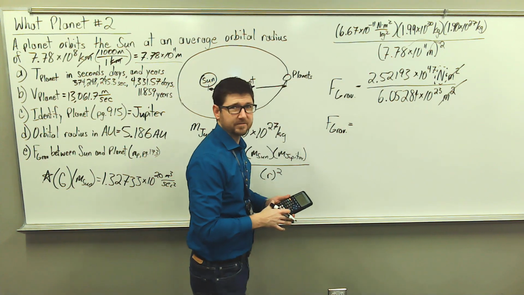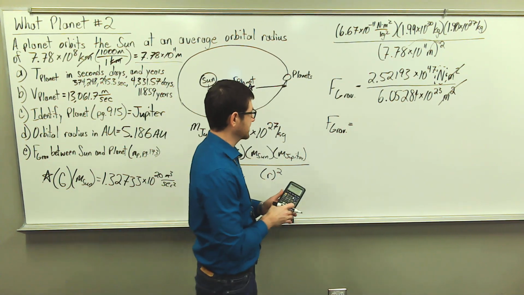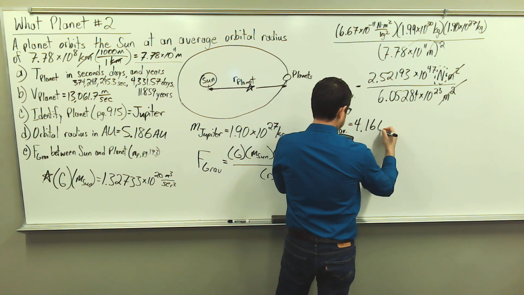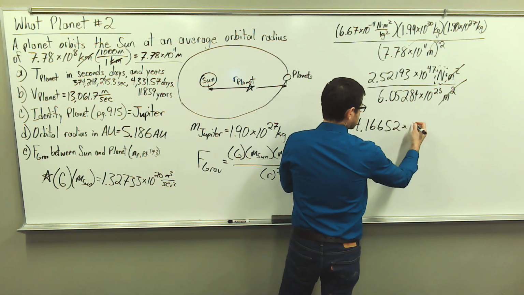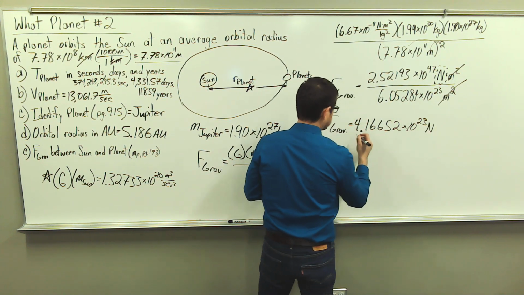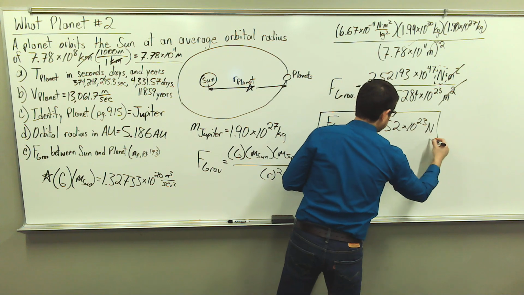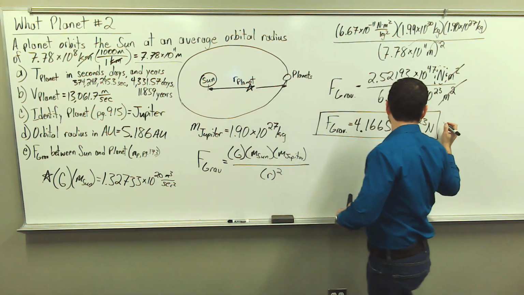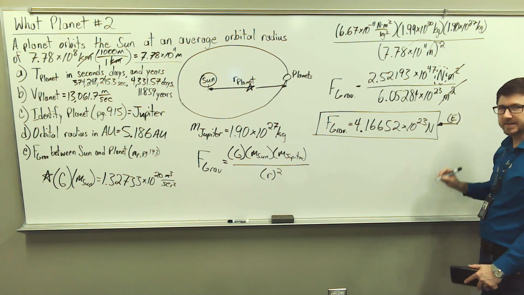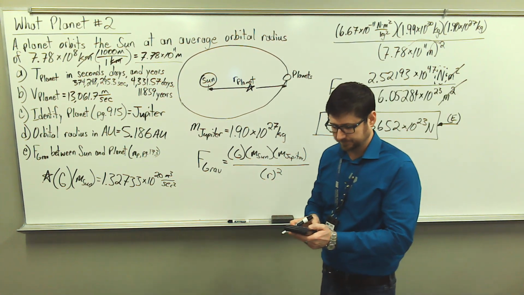And the force of gravitational attraction between the Sun and Jupiter is equal to 4.16652 times 10 to the 23rd newtons. Okay, and that is part E. There is the answer to part E. So, a lot of newtons.